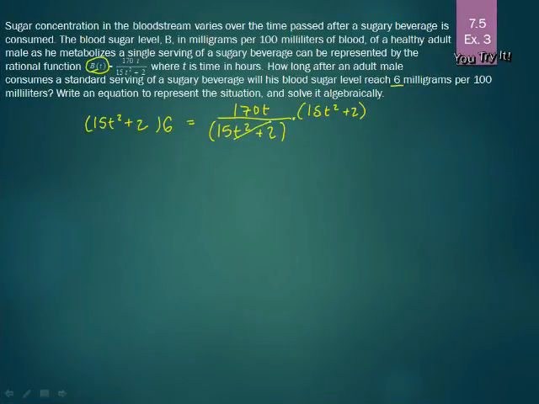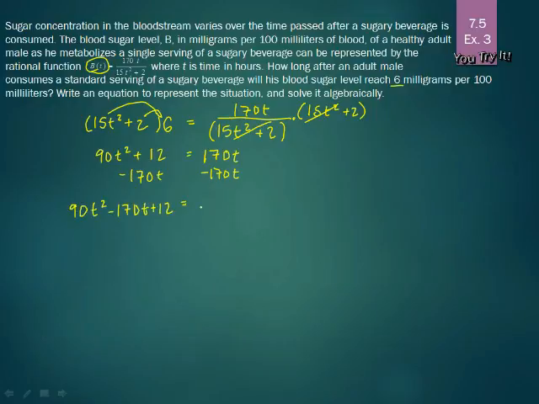So on the right side, these divide to 1, and then on the left side, distributing this out, we get 6 times 15, so we get 90t squared, and then 6 times 2 is 12, so plus 12 equals 170t. And so now to solve a quadratic equation, we need this to equal 0. So let's go ahead and subtract the 170t on each side. And so that moves it over to our left side.